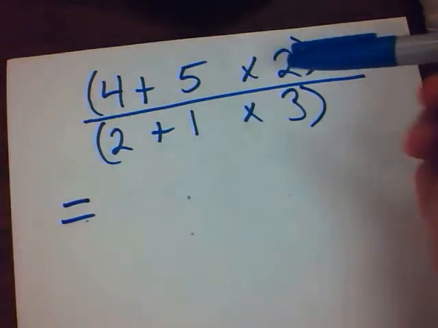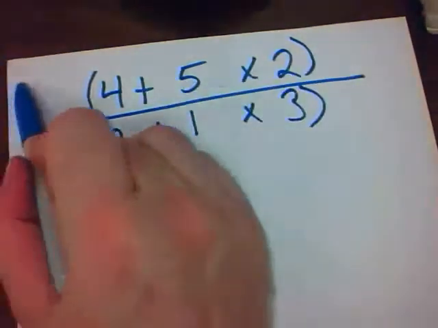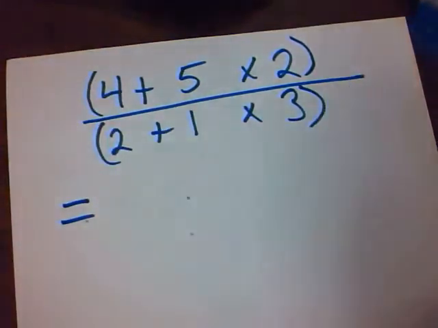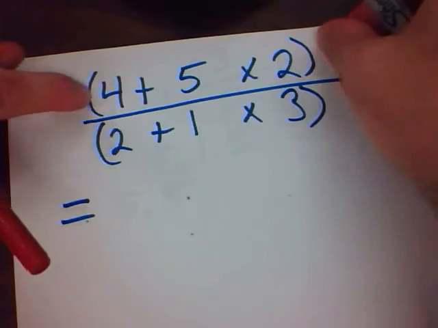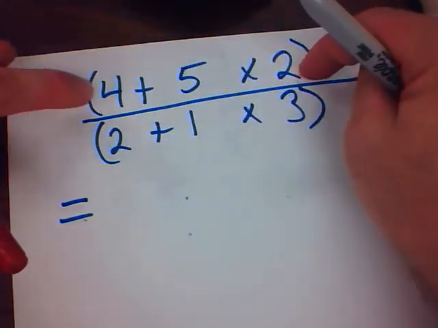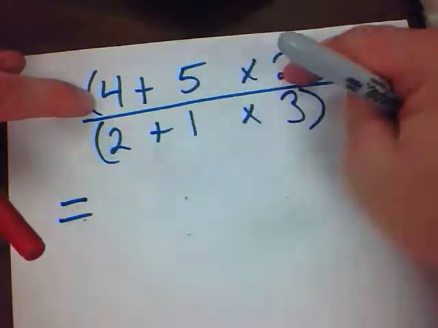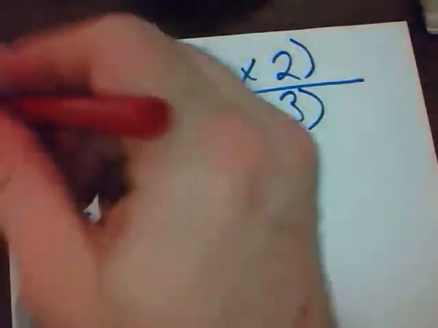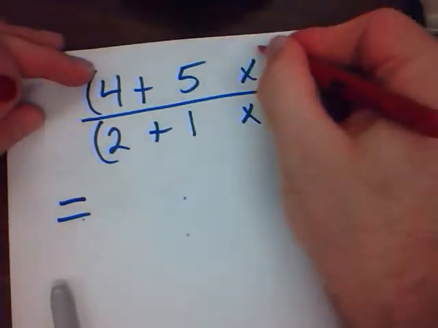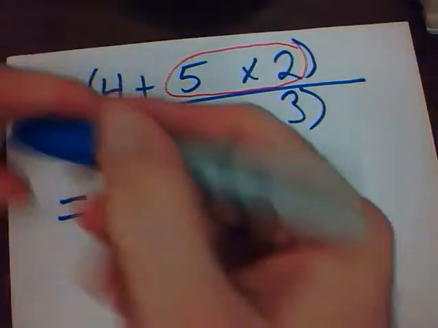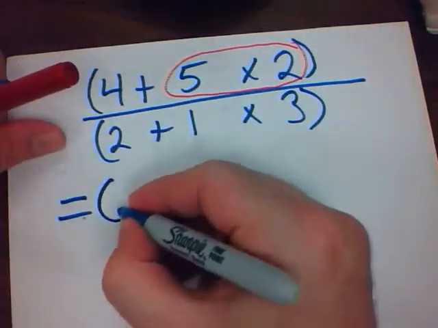BEDMAS, brackets. I have 2 sets of brackets, so I have to go from left to right. This one is actually on the left, and that one's on the right. Inside the brackets, I do BEDMAS again. Are there brackets inside the brackets? Because that can happen if you have higher level brackets. No, there are none. Are there exponents or roots? No. Are there division, multiplication? Yes, there is multiplication. Copy down everything I'm not using.